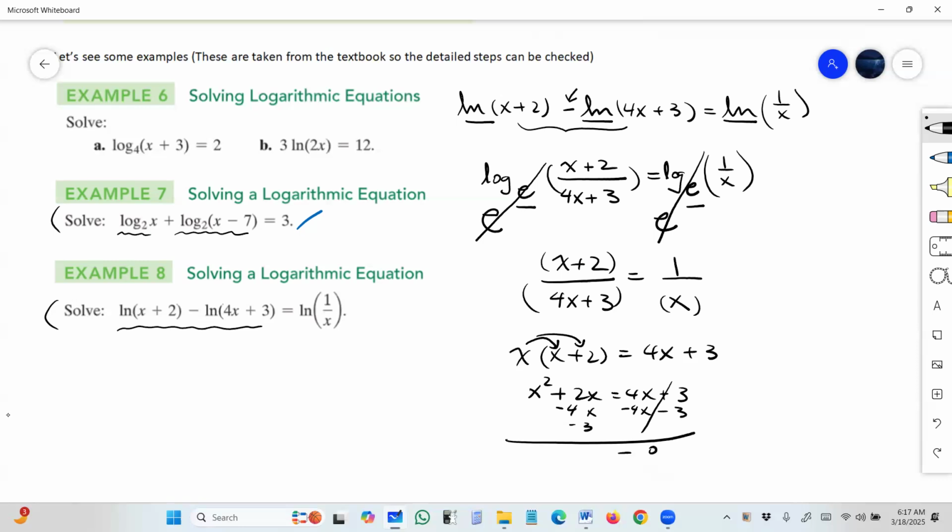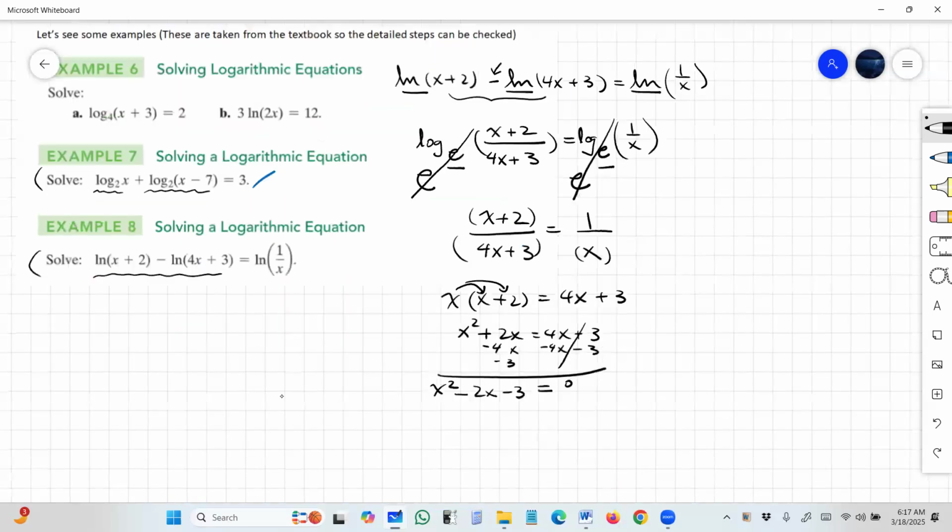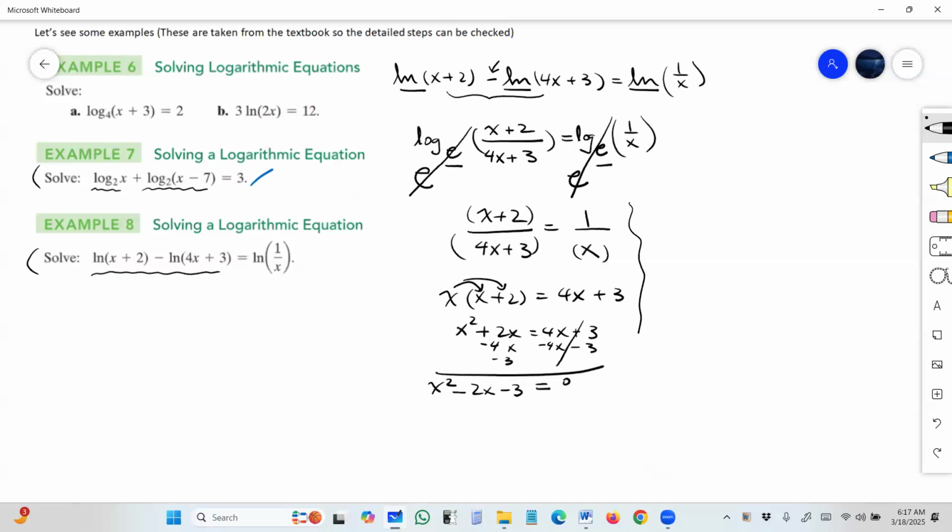I got 0 here. I got x squared minus 2x minus 3 equals 0. All right. We just make it a little bit smaller and move it to the side. So this is what I have to solve now. So the original log became a quadratic equation. So we'll solve the quadratic equation. You can do it by completing the square, quadratic formula, or by factoring. I think this is factorable.